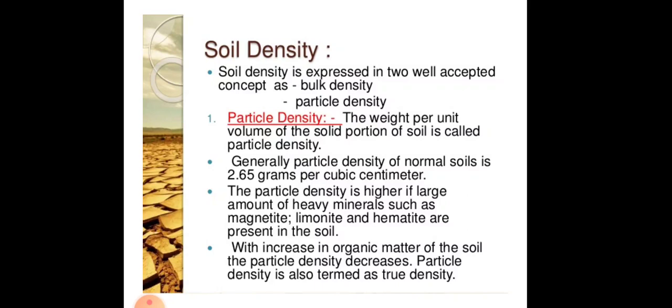In this calculation we do not consider the spaces present between the particles. So this density is called true density, because here we only weigh the solid particles of the soil. So this is the particle density. And most important is that the average particle density for all soil is 2.65 grams per cubic centimeter.